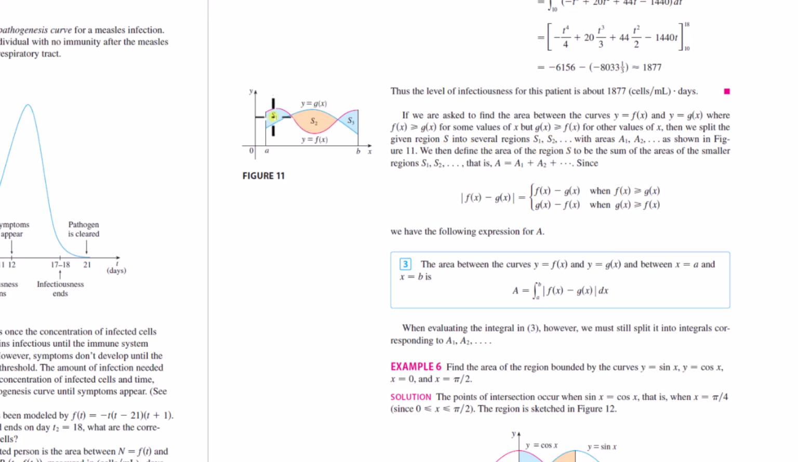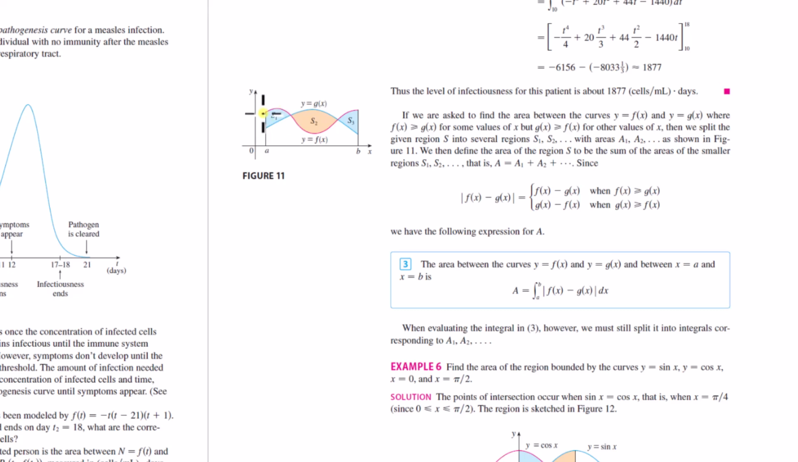Okay, so like here's region 1, here's region 2, here's region 3. So we want to find, in this situation, 3 separate areas. We then define the area of the region S to be the sum of the areas of the smaller regions. Okay, so they're saying that the total area is the sum of the smaller areas, S1 plus S2 plus S3. And if you think about it, what you can do is split this into separate integrals, and add those integrals.